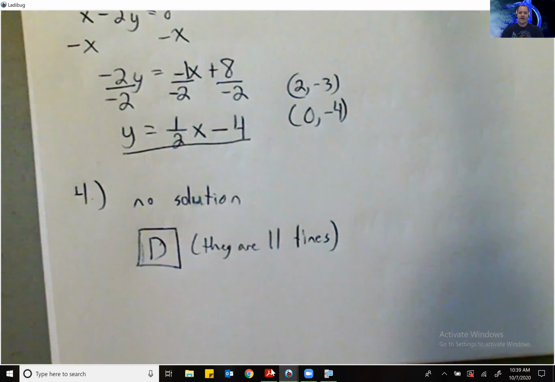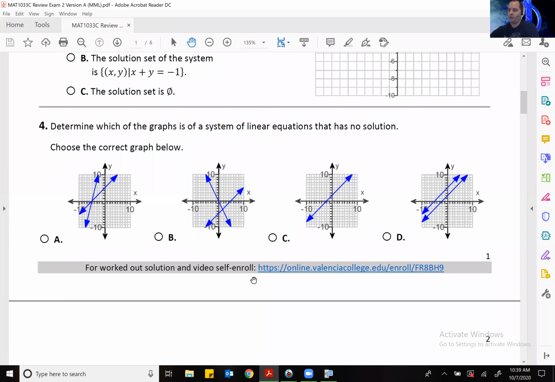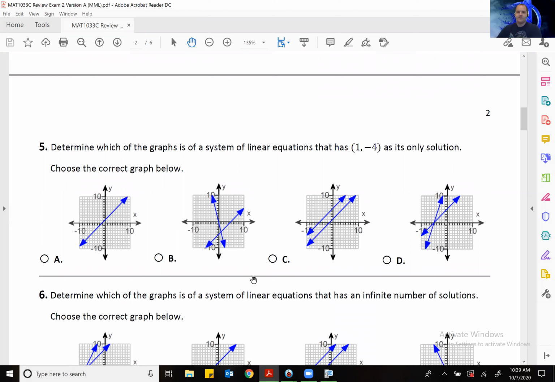All right, let's see what number 5 is. Number 5, cool, another short question. This one says, which system has a solution of 1, -4? Which one has the solution 1, -4? B. Yay. See, nothing crazy there, right? Nope.